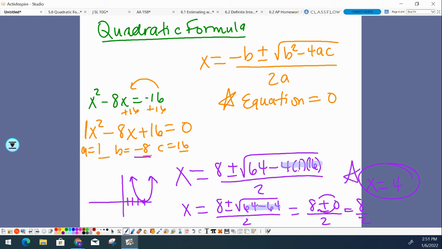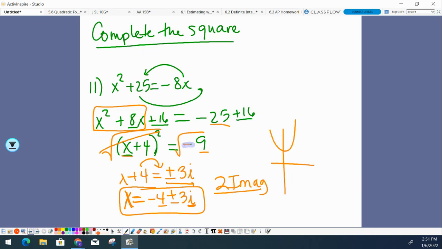Anytime you get a single answer, one real answer, it's always a double root that bounces off the x-axis. Two real will always touch it twice. Two imaginary also means 0 real, right? These are the same thing. It means it won't touch it at all, 0 times. So your number of real answers truly tells you how many times your graph will intersect the x-axis.